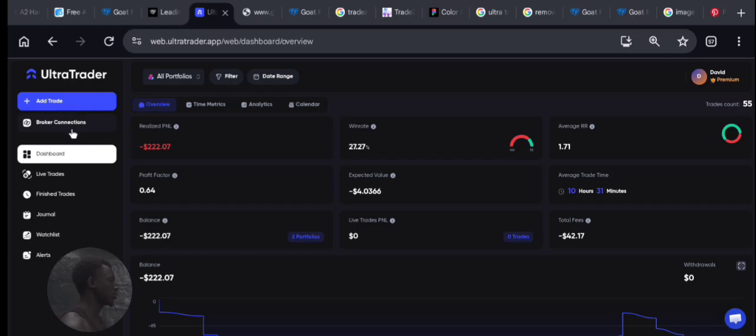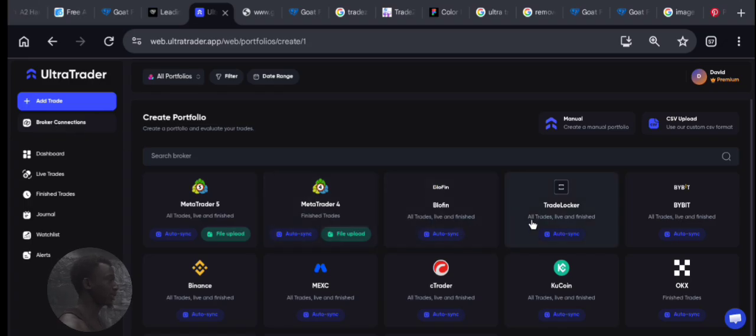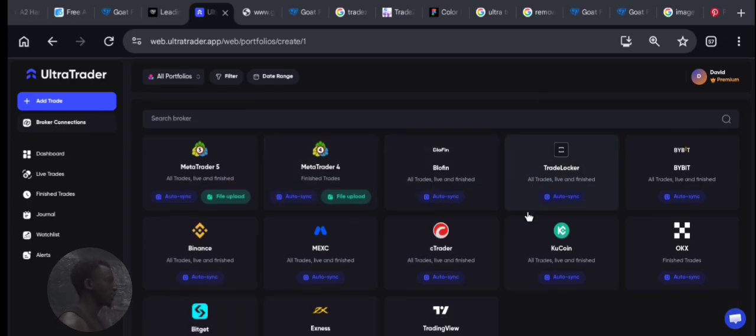So then the next is called broker connection. This is where you automatically connect your broker to this journal. So once you connect your broker to this journal, it automatically takes your trades. Will I say it automatically records your trades on this journal app. It arranges your trades, gives your win rate, shows it on the calendar, shows you your most used pairs. So this is how you connect.